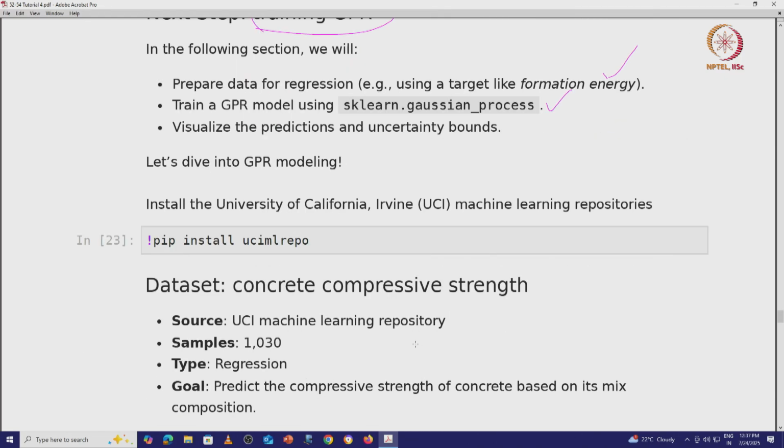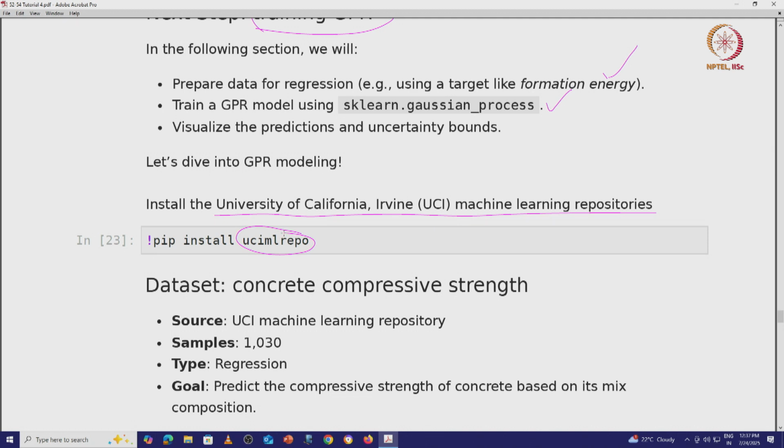So for this particular problem we will take a data set from the University of California Irvine's machine learning repositories. So UCI, University of California Irvine, has a large collection of engineering repositories, and these can be very useful particularly for all of us who belong to the core engineering disciplines. So we will first install this repository.